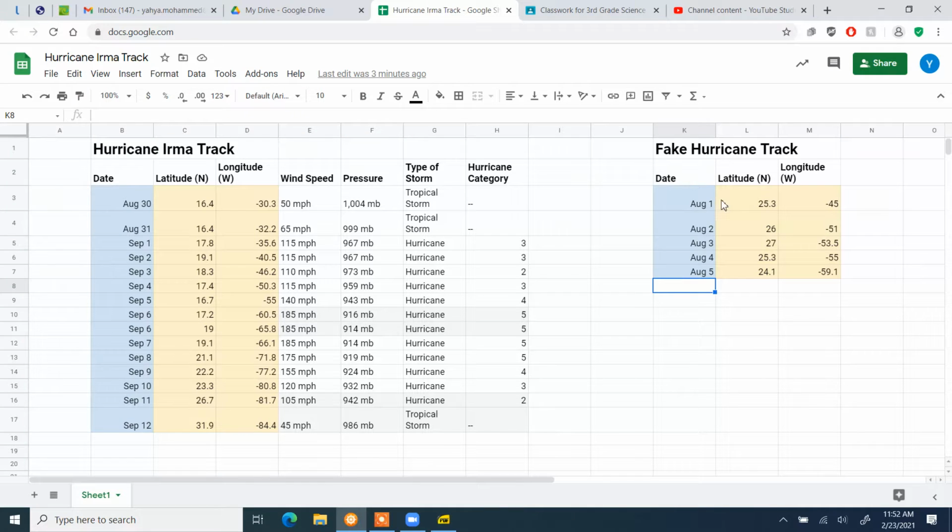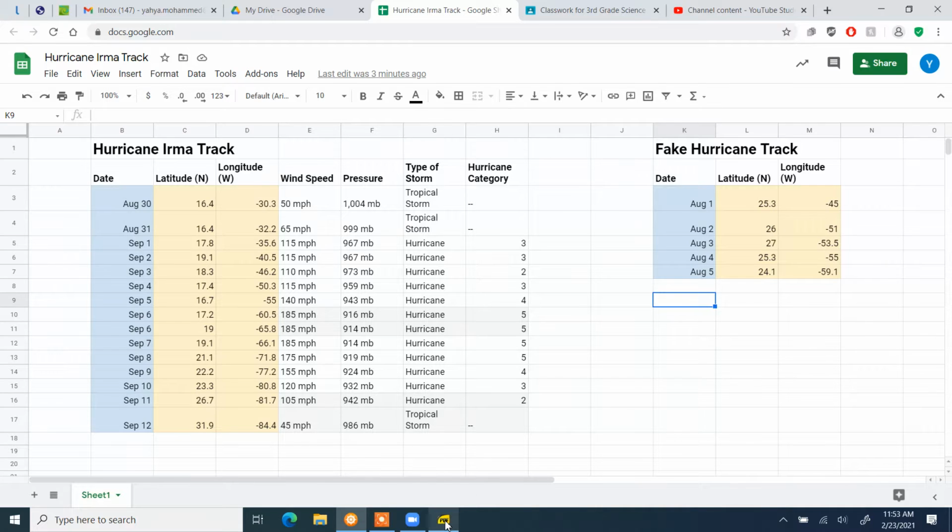So I'm going to take this data over here. You see over here on the right in the same document, I put a fake hurricane track. You don't need this one; I'm going to use it today to give you an example. Let's take this fake hurricane. Let's pretend that on August 1st it was at 25.3 north and minus 45, or 45 west.